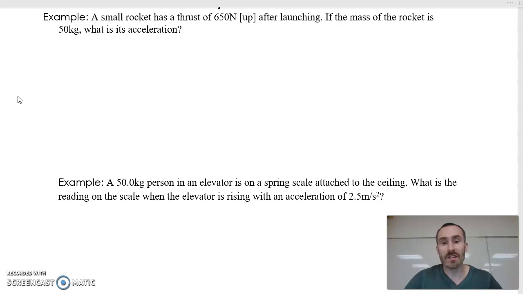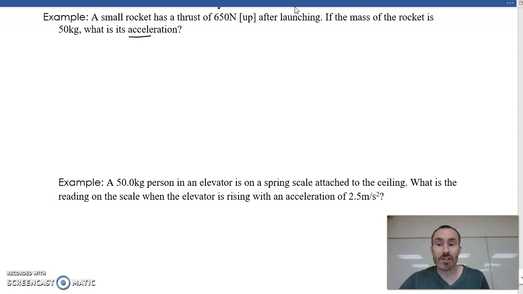Now, we're assuming that this rocket is still near the surface of the Earth. It's not in orbit yet or anything like that. So the acceleration of gravity that we're going to be using is still 9.8. So we are looking for the rocket's total acceleration. We're not being asked what's the acceleration of gravity. We know that. We're asked for what's the total acceleration of the rocket. So that's a equals something.